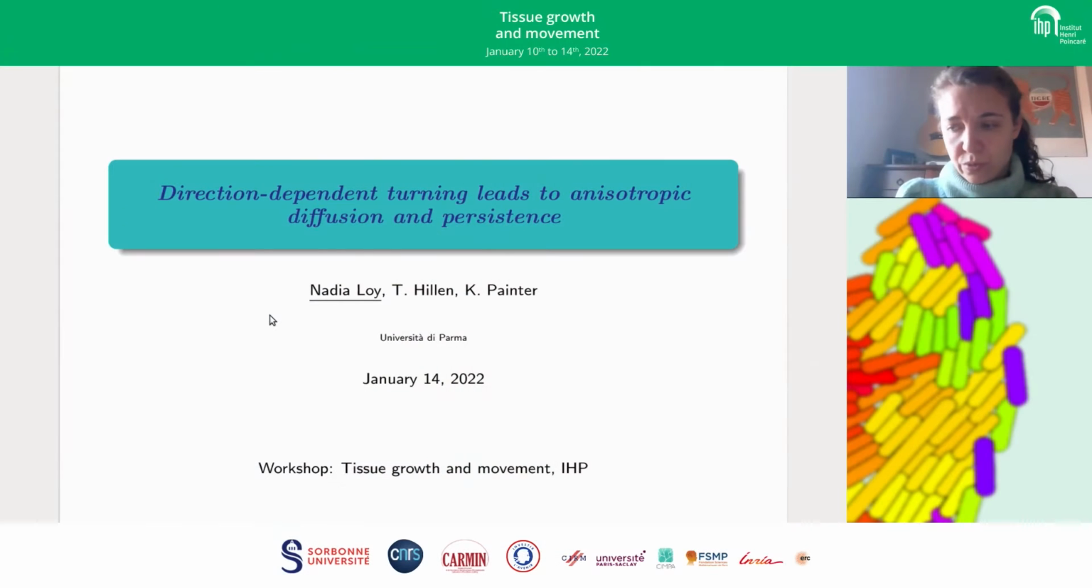The idea of this work started during my PhD, when Thomas Hillen suggested to enrich this rather well-known M5 model for cell migration by contact guidance with a direction-dependent turning rate. So we are talking about cell migration on the fibers of the extracellular matrix. Cells reorient and move by contact guidance. That means that they crawl on the fibers of the extracellular matrix, and they tend to assume the direction that is parallel to the fiber that they are walking on.